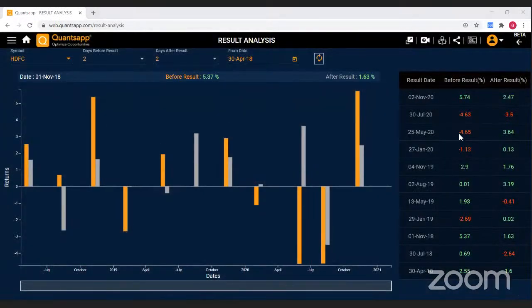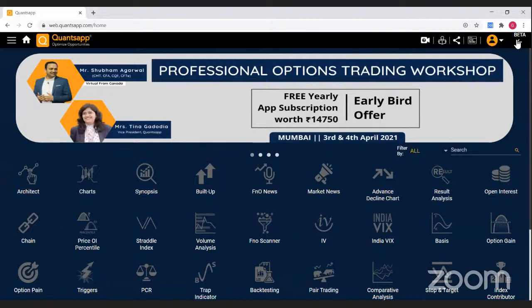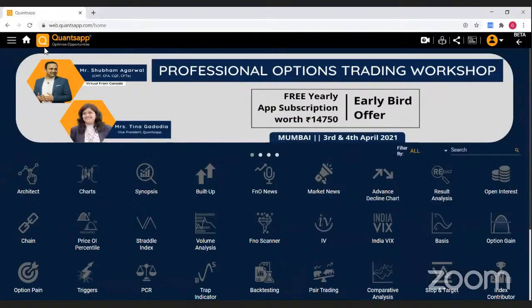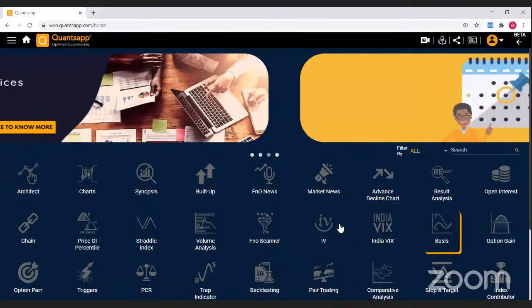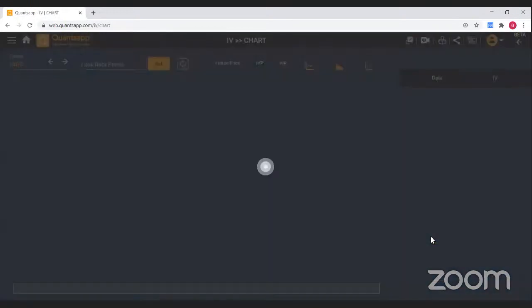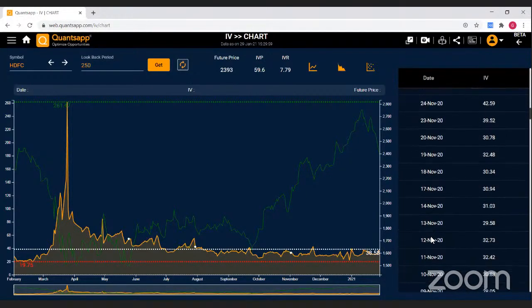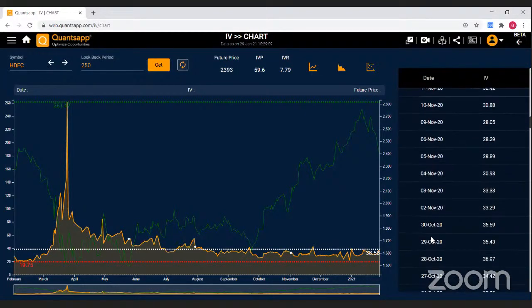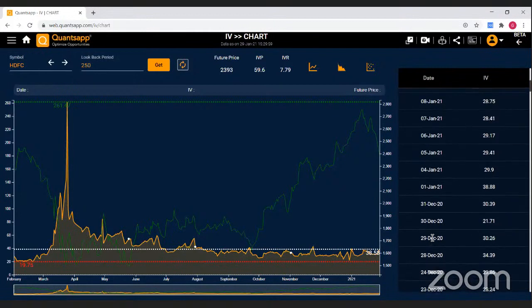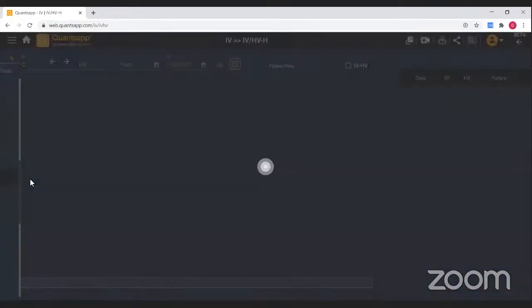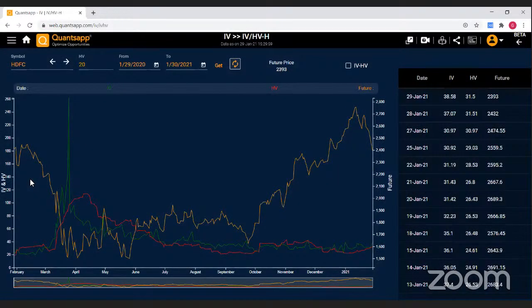Last was on 2nd of November. Was that a working day? Yeah, that was a working day, I think. And 30th of July. So we'll go to the IV chart. November, January, October. So this is the IV chart, or suppose you want to see IV and the HV. So this is the IV and HV for any stock.